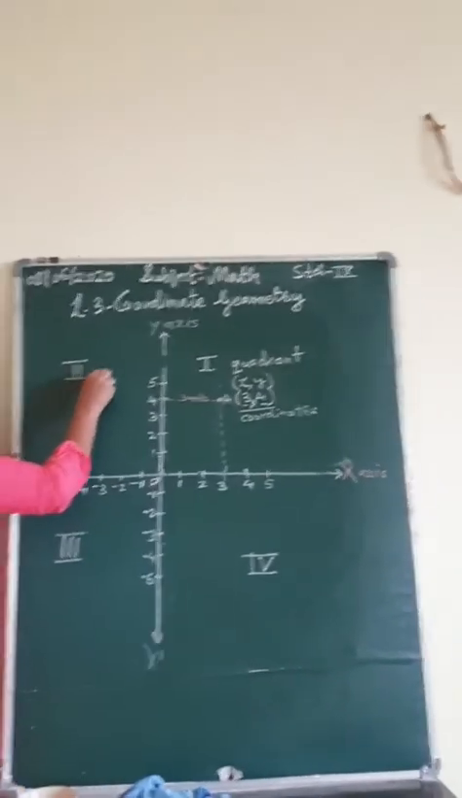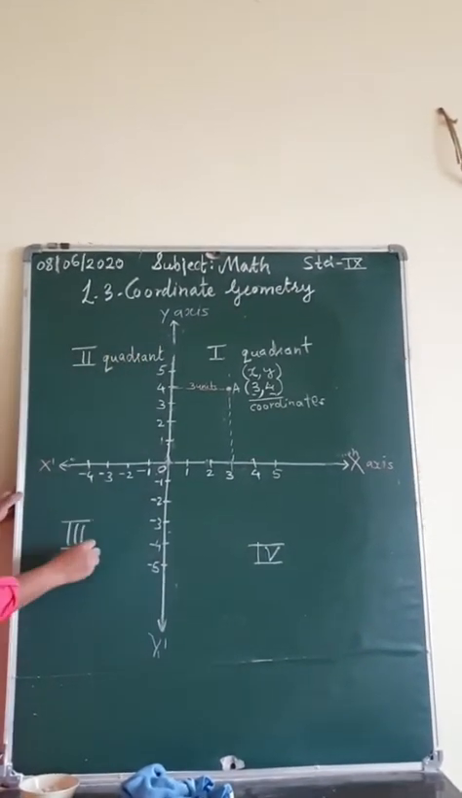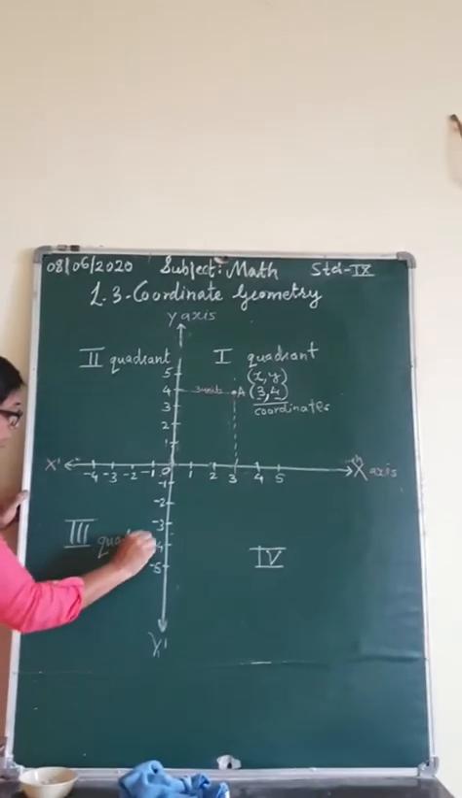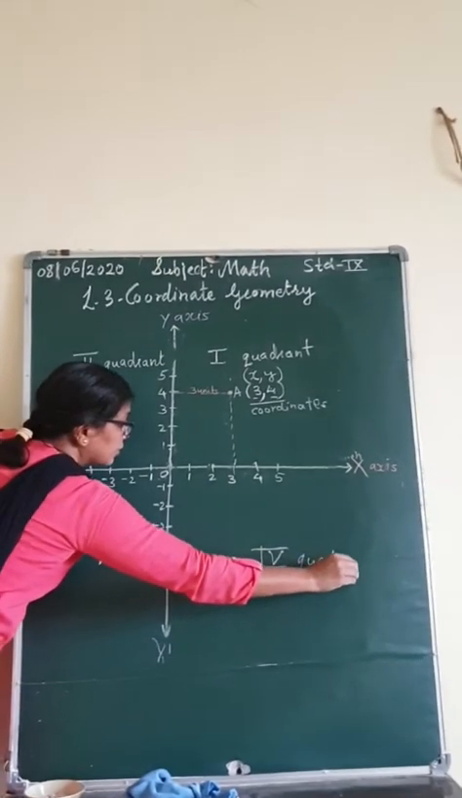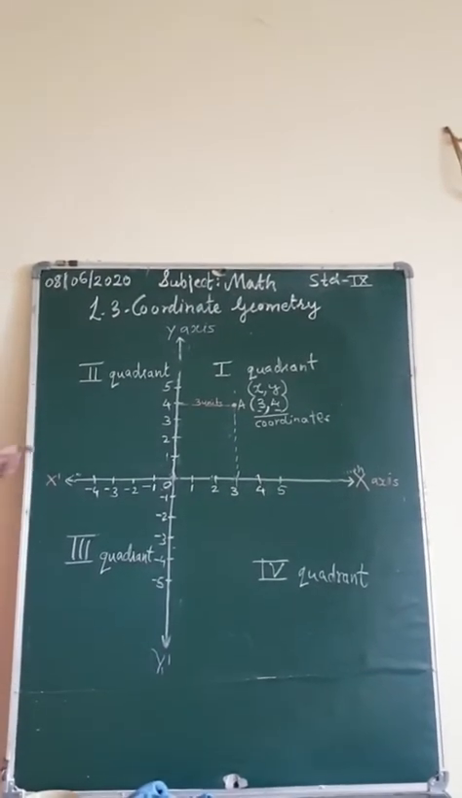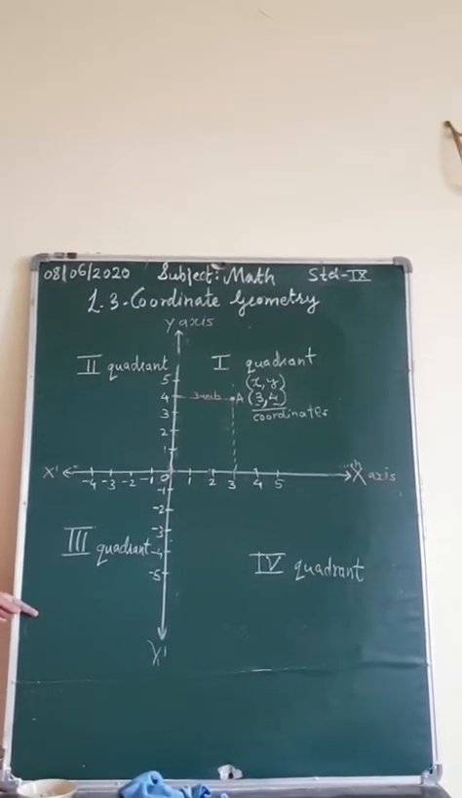This is the second quadrant. This is third quadrant. And this is fourth quadrant. So I hope you have understood till here. Let's move ahead.